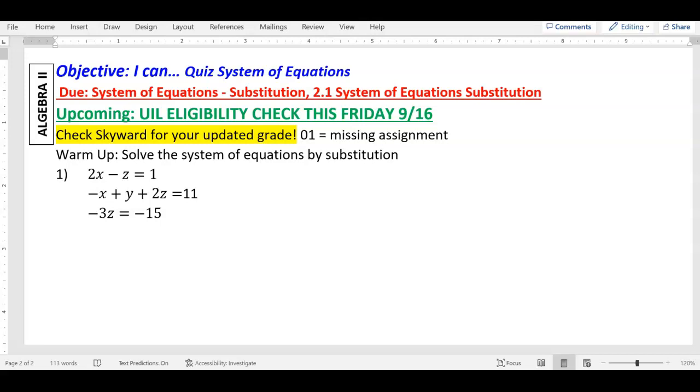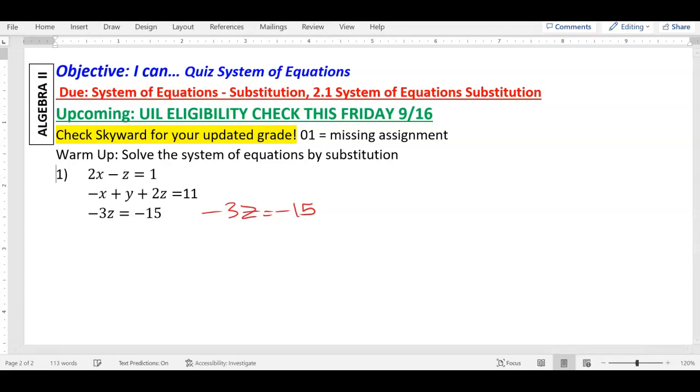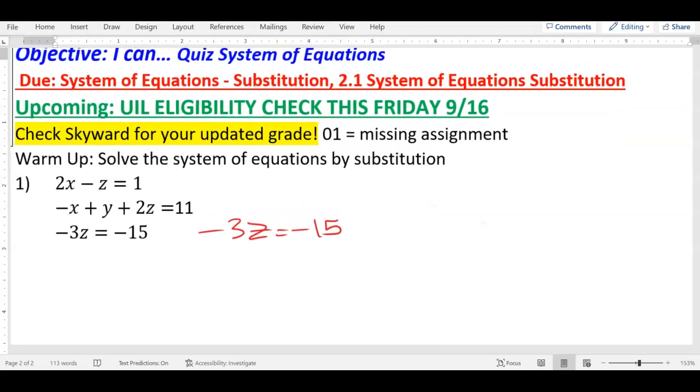Starting with the easiest one, the one variable equation, we're going to write it off to the side: negative 3z equals negative 15. Again, start with the one with one variable. And if I solve that, how do I get rid of that negative 3 in front of z?